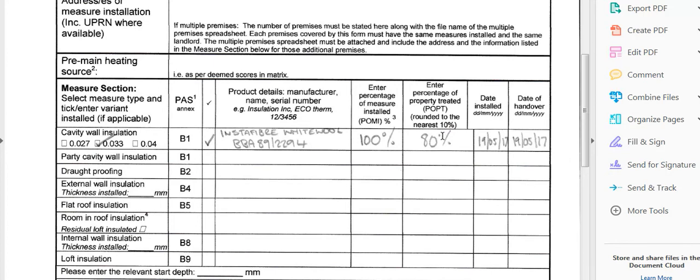Hopefully you found that useful in terms of clarifying how all of that information goes on to the Dean score survey and other documents.